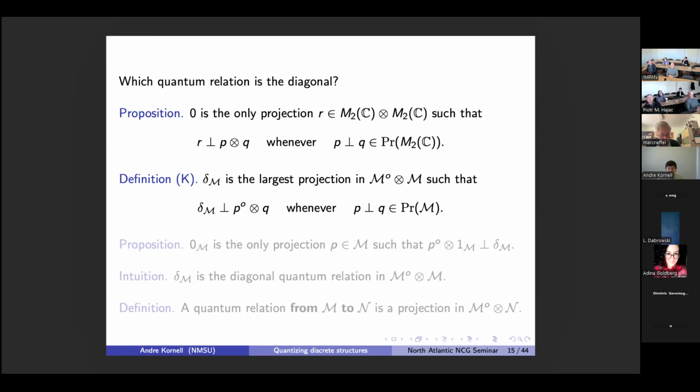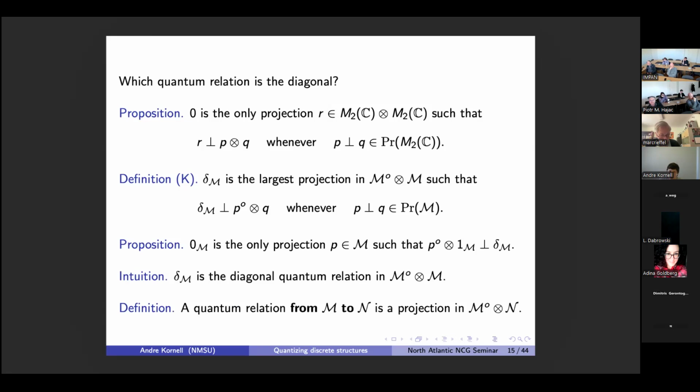So in what sense is this thing non-degenerate? Well, we can prove that 0 is the only projection P in M such that P op tensor 1 is orthogonal to delta M. So what this is really saying is that in some sense, delta M has a very large support, as large a support as it could possibly have. So this leads us to the intuition that delta M is indeed the diagonal quantum relation in M op tensor M. And since we definitely want to have identity morphisms in our category, it means that a quantum relation from M to N should not be a projection in M tensor N, but in M op tensor N, because we need our identity quantum relation to be among our quantum relations. So that's our definition. A quantum relation from M to N is a projection in M op tensor N.